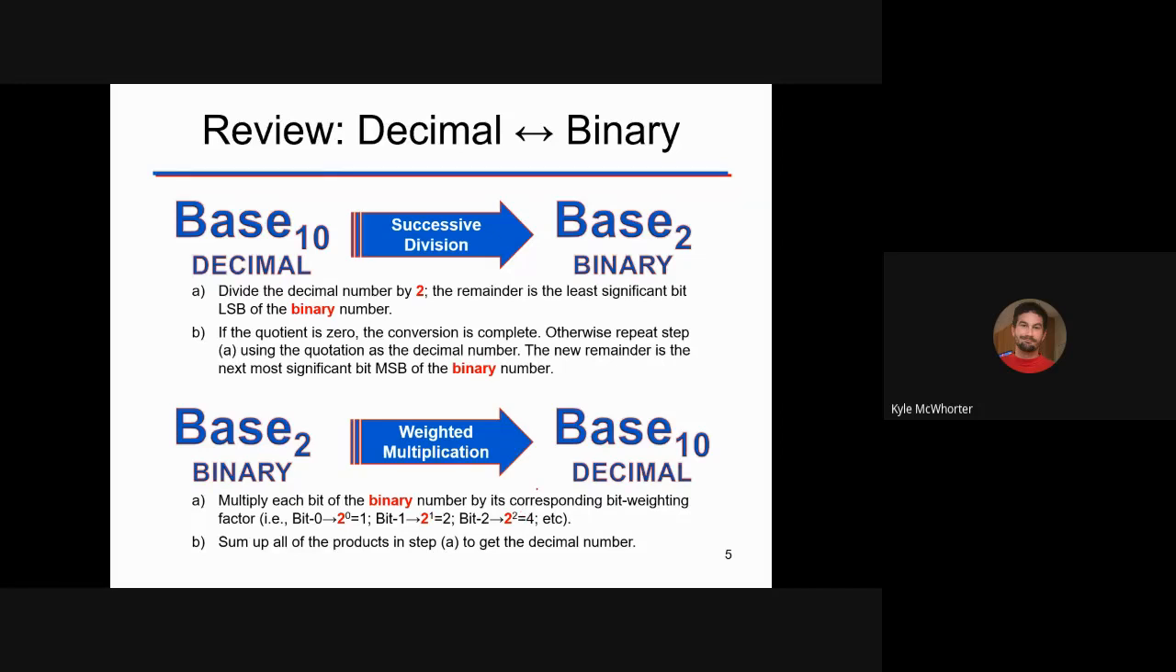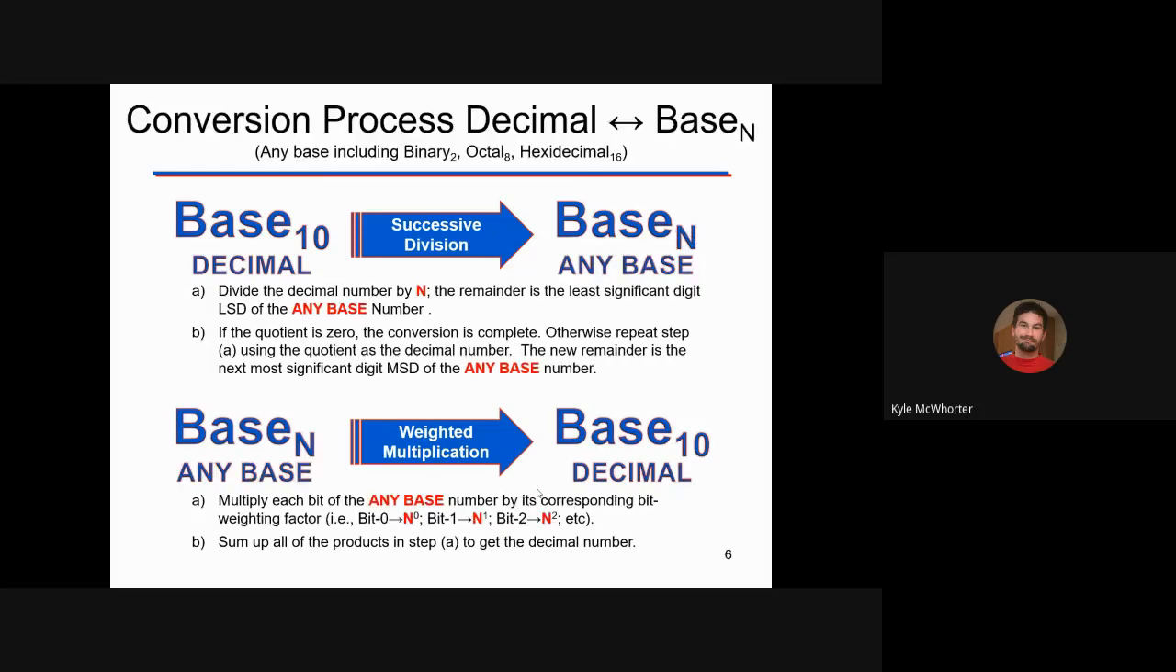We're going to follow the same pattern to go from decimal to any base and from any base to decimal. To go from decimal to any base, you're just going to divide by that number that the base is, and then go through the same process. To get from any base back to base 10, you're going to do the weighted addition. You're going to multiply the digit times that digit's value and then add them all up. And so we'll do some examples so that you make sense of these instructions.